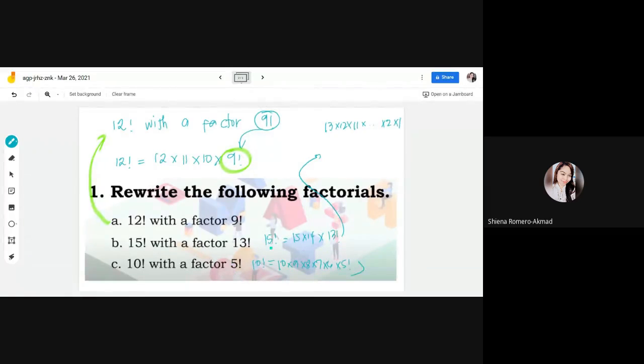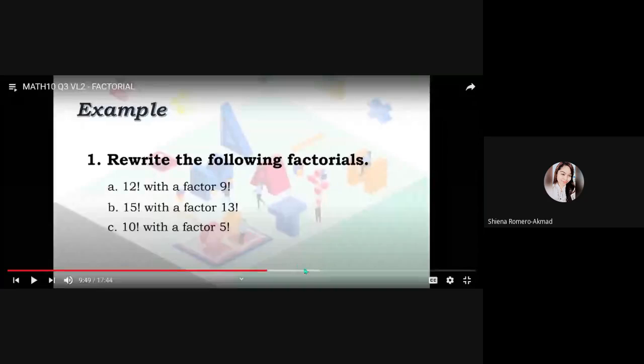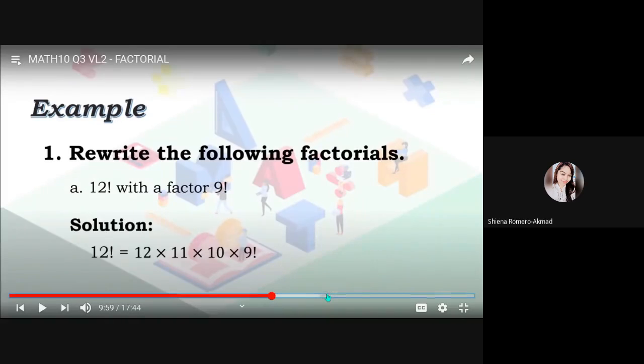Bakit nyo to kailangan? Kasi later on, gagamitin niyo yan. And you really need this later. Dapat naintindihan niyo anong ibig sabihin nito. So these are the factors with a factor na hinihingi nila. Okay? So later malalaman nyo kung bakit kailangan alam niya. Next. So yan yung solution. Okay?